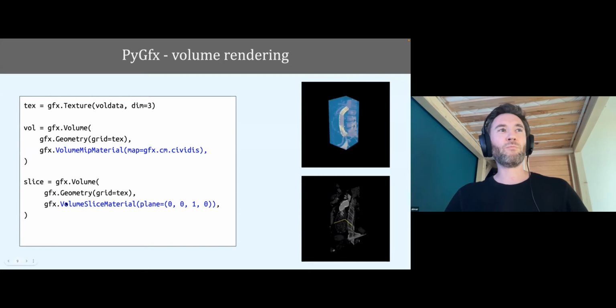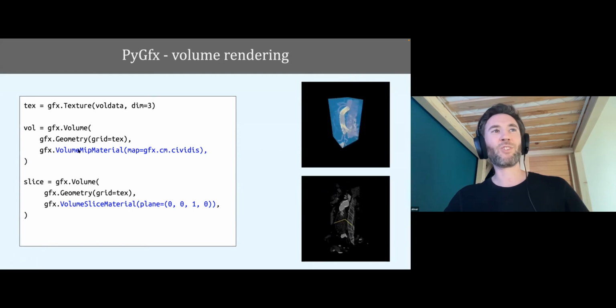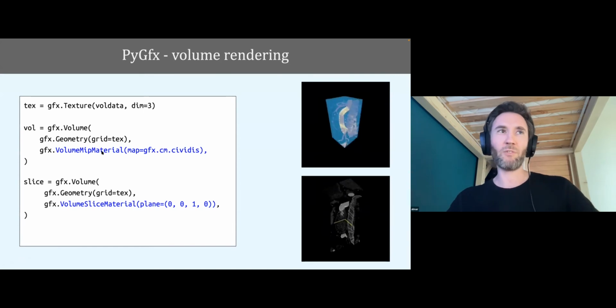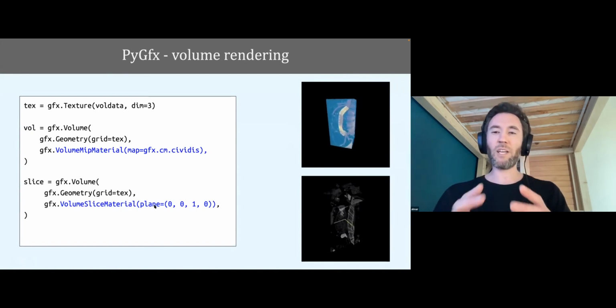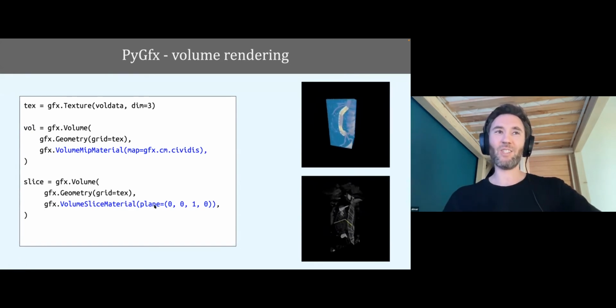And then we create two world objects. And this code is the same, except for, you create a geometry, you give it a geometry and a material, except in the first case, you give it a MIP material. So this is a specific way of rendering a volume. It's a maximum intensity projection, and you can see that's at the top right. And the other one is a volume slice material. So again, it shows the volume at a specific slice in space, and that you see at the bottom right.